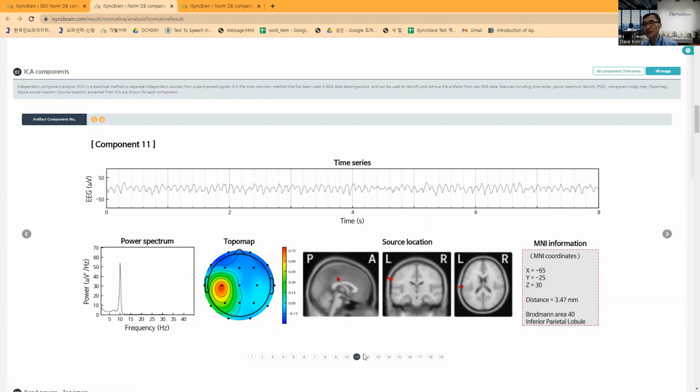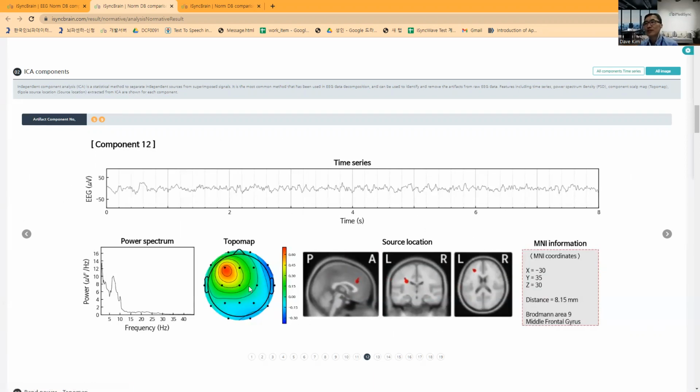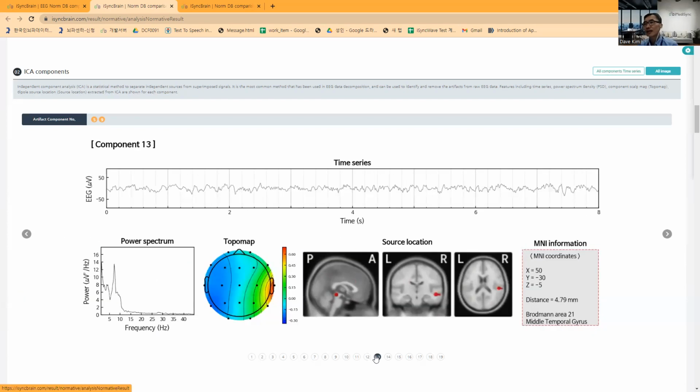In this case, we have left and right mu rhythm, and we have another frontal theta activity here, and the temporal theta activity here.